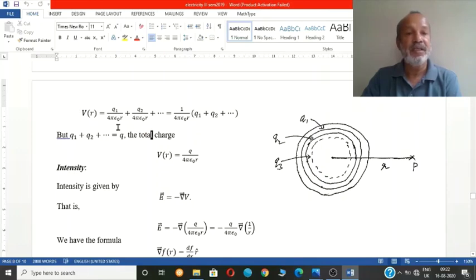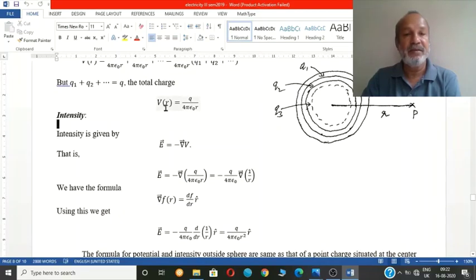Since potential is a scalar quantity, we can simply add all the contributions to get the total potential. So this is the total potential, and if you add all the q1, q2, q3, and so on, we get the total charge, which is equal to q. That I have written here. So this is the potential due to a uniform volume charge distribution outside the charge distribution. It is the same as that of a point charge situated at the origin, and so this is the potential due to a point charge. We are getting a similar result.